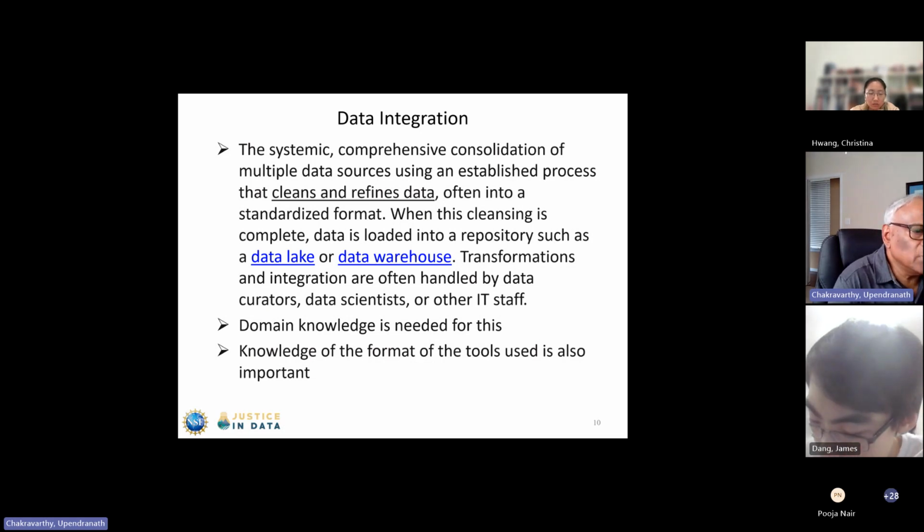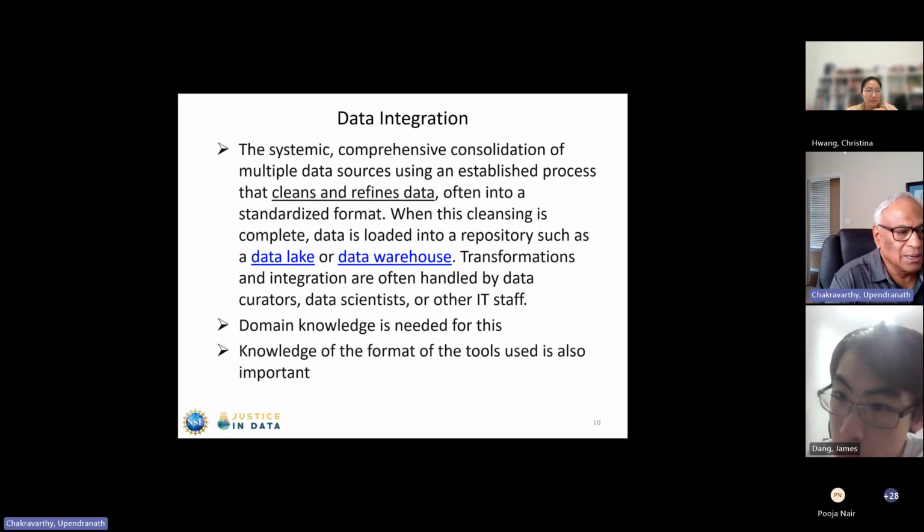It is very important to understand that domain knowledge is needed for data integration, because you need to know what sources are needed for analysis. Not everything from every source is needed for analysis. You have to pick and choose. And then you have to bring it into a format that is conducive to the analysis package or the analysis algorithm that you're using. So knowledge of the format of the tools used is also very important. You need domain knowledge, and you need to know the format of the tools.